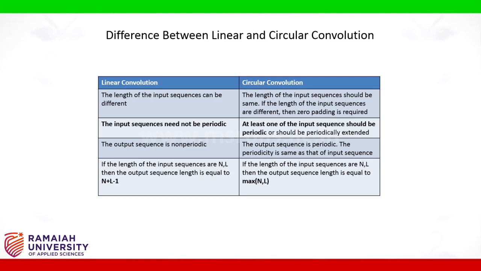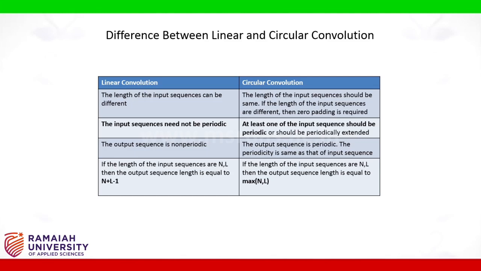In linear convolution, the length of the input sequences can be different. In circular convolution, the length of the input sequences should be the same. In linear convolution, the input sequences need not be periodic. In circular convolution, at least one of the input sequences should be periodic. In linear convolution, the output sequence is non-periodic. In circular convolution, the output sequence is periodic.